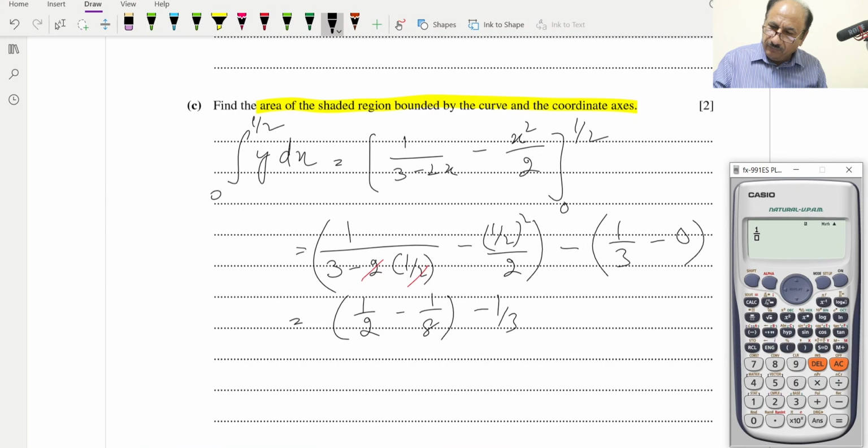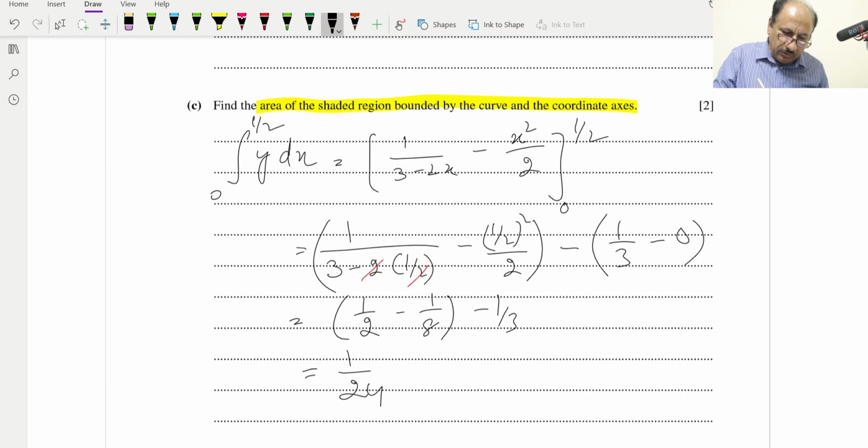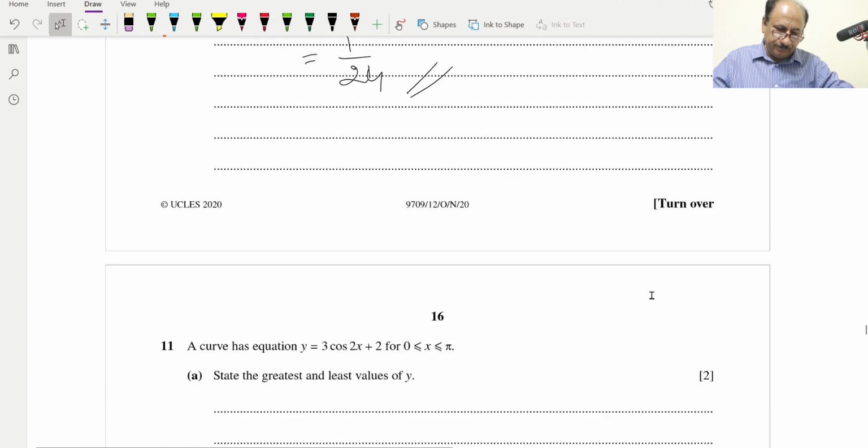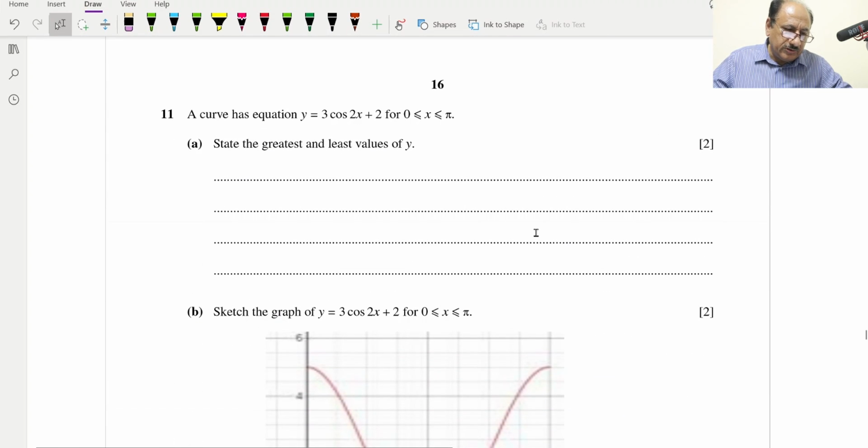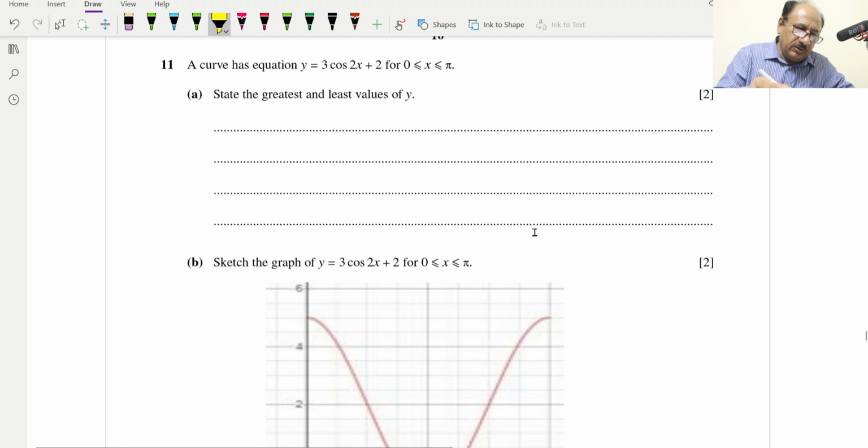We can simplify now. This will be 1 over 2 minus 1 over 8 minus 1 over 3, and this is equal to 1 over 24. We can write here 1 over 24, and this will be our answer for this part. Now we can move to question number 11. Question number 11 says a curve has the equation y equal to this one with the range 0 to pi. State the greatest and least value of y.